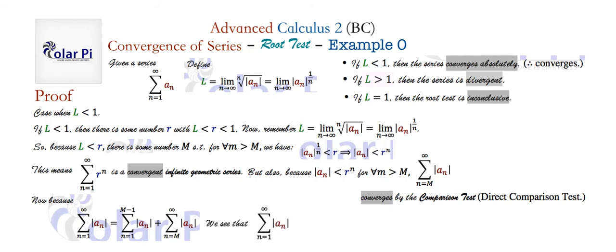Well, if it's absolutely convergent, then it's automatically convergent. That is, even if we discard the absolute values, the series made of a sub n will be convergent. And that's what we wanted to show for the case L is less than 1. So we're done here for the case L is less than 1.